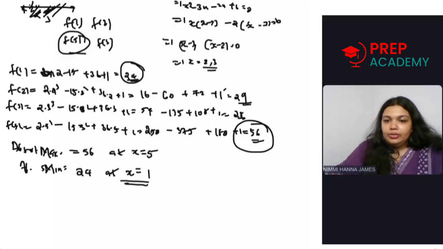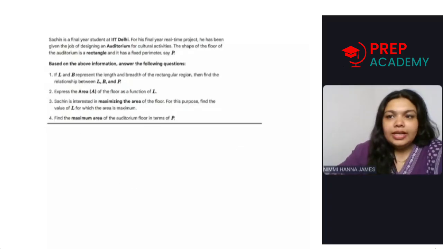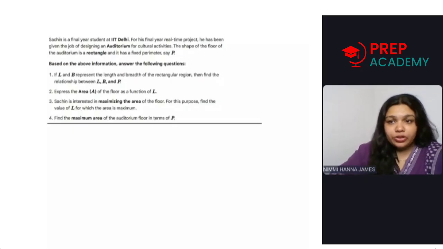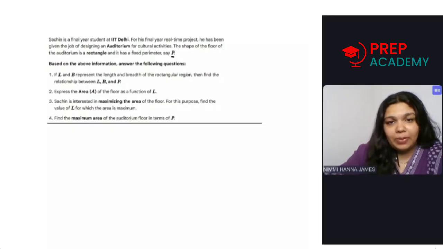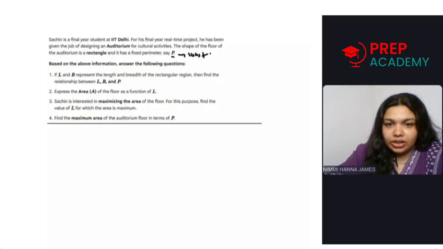Okay, then another case study based question. Sachin is a final year student at IIT Delhi. For his final year real time project, he has been given the job of designing an auditorium for cultural activities. The shape of the floor of the auditorium is a rectangle and it has a fixed perimeter. So P is a constant. Now, if L and B represent the length and breadth of the rectangular region, then find the relationship between L, B and P.